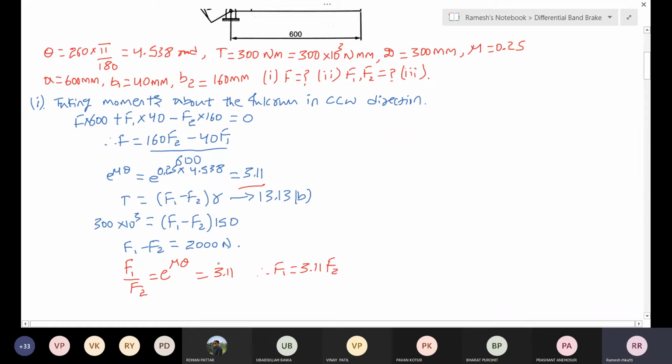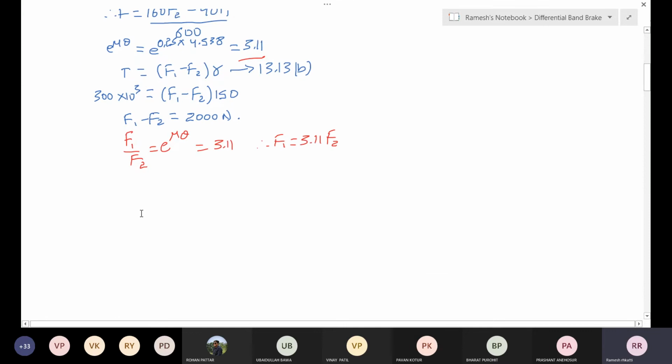This value you can substitute in the above equation. F1 is nothing but 3.11 into F2. Substituting that in the above equation, it will be 3.11 F2 minus F2 is equal to 2000. You can take F2 as common. Remaining is 3.11 minus 1, into F2, is equal to 2000.